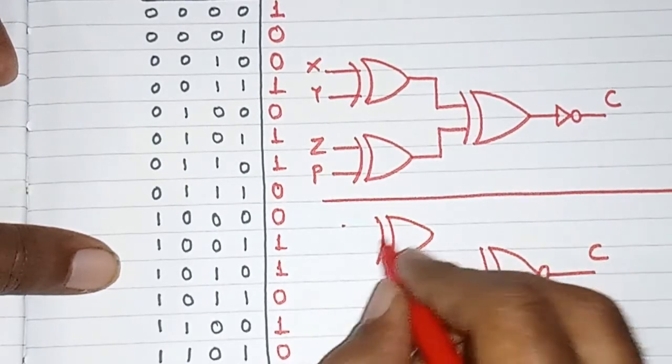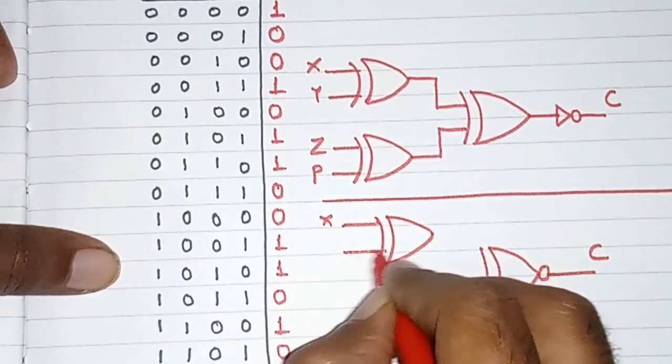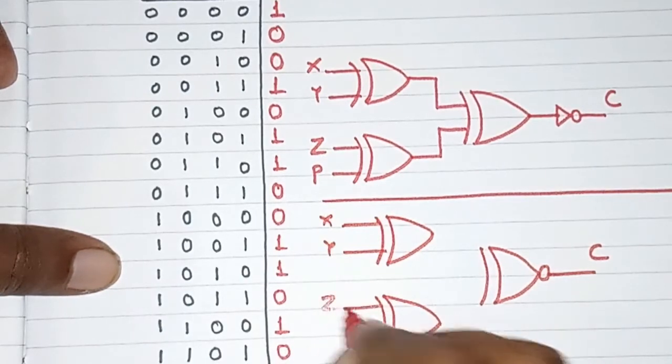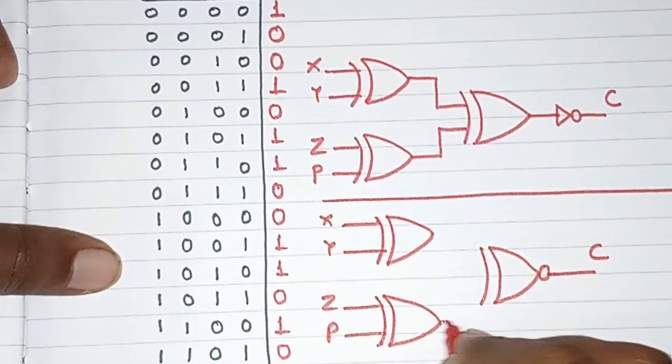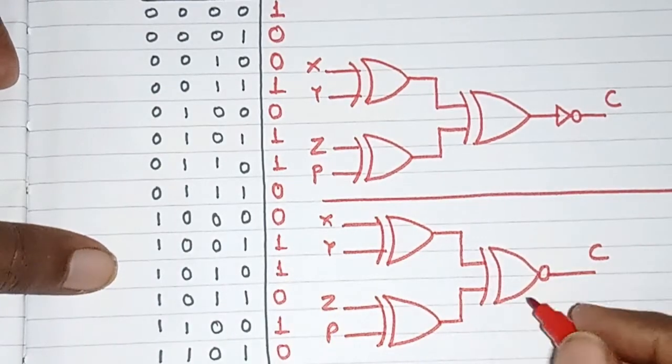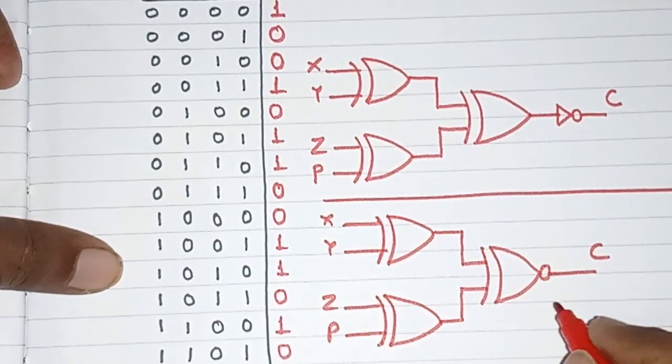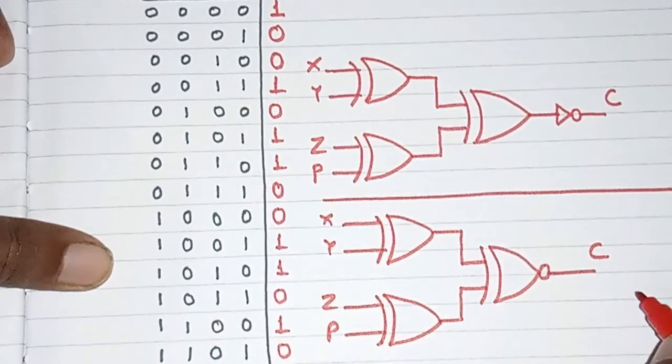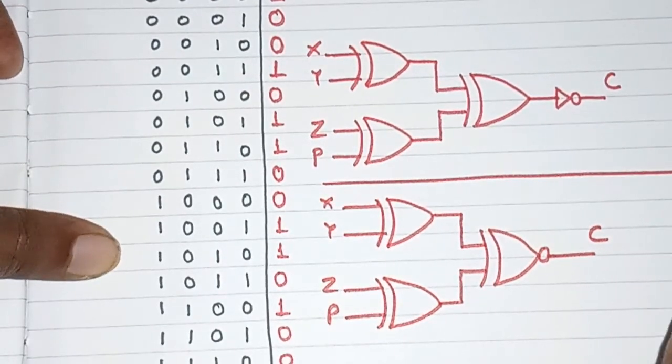So see, X, Y, Z, P, and the outputs of the first XOR and second XOR will be given to the input of the third XNOR gate. So this is how we can redesign the odd parity checker.